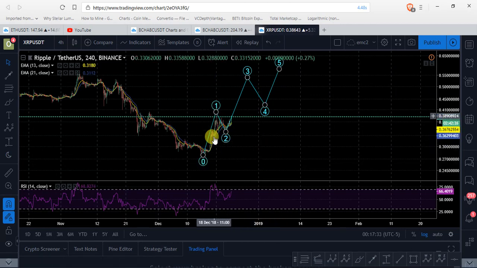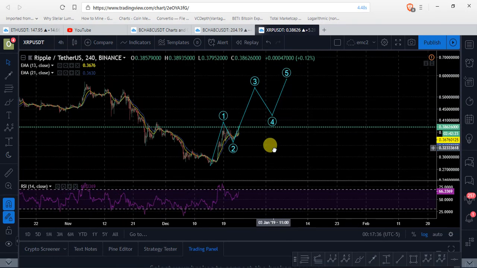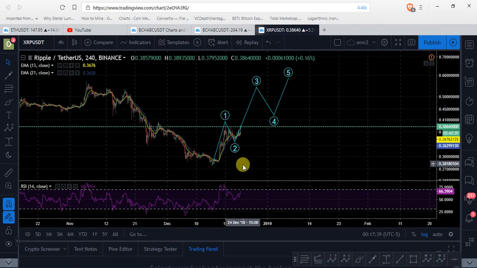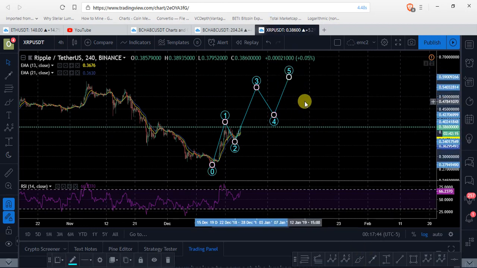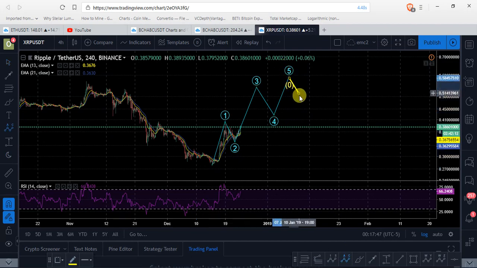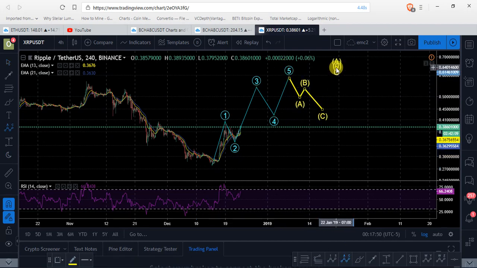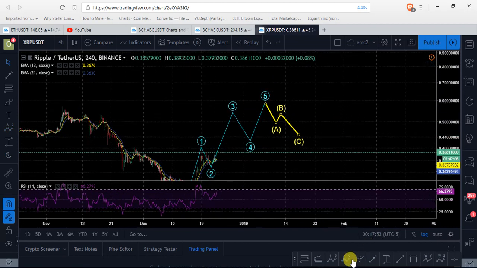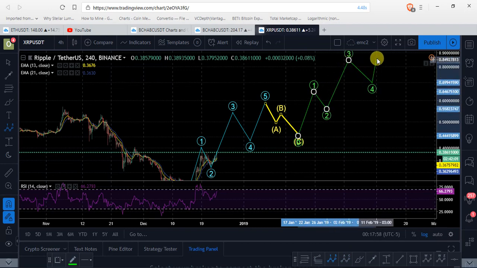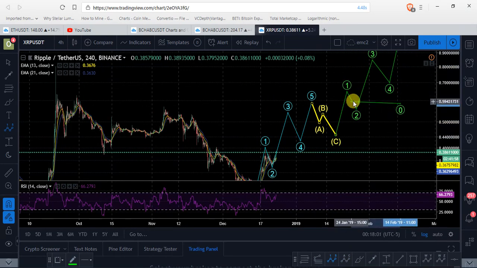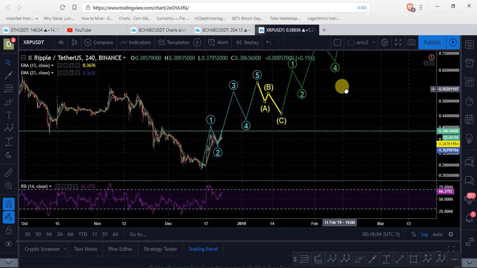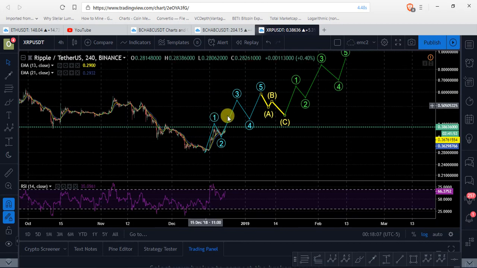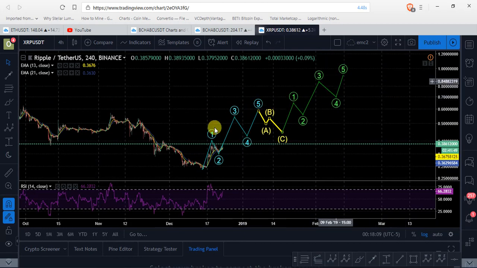Okay, so we got our 1, 2, 3, 4, 5 in here. We're gonna need another 1, 2, 3, 4, 5, a slight A, B, C correction, and another 1, 2, 3, 4, 5. And this ABC correction will be followed by another 1, 2, 3, 4, and 5, which is gonna take the XRP price all the way up to $1, or $1.20 at least.